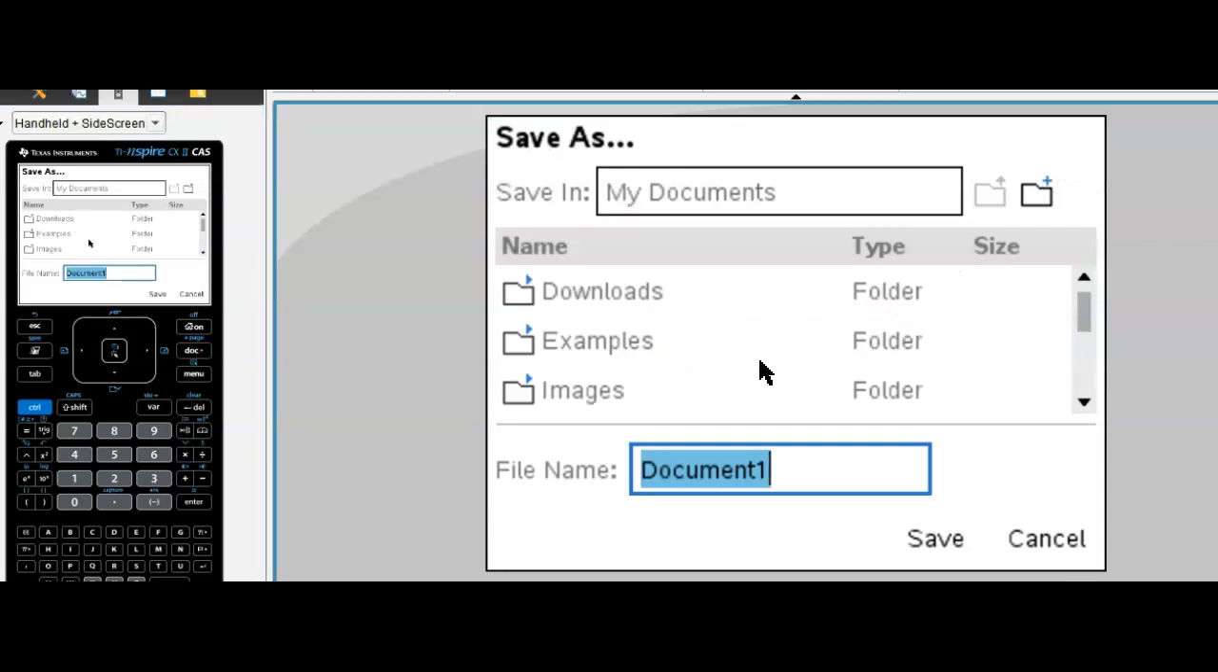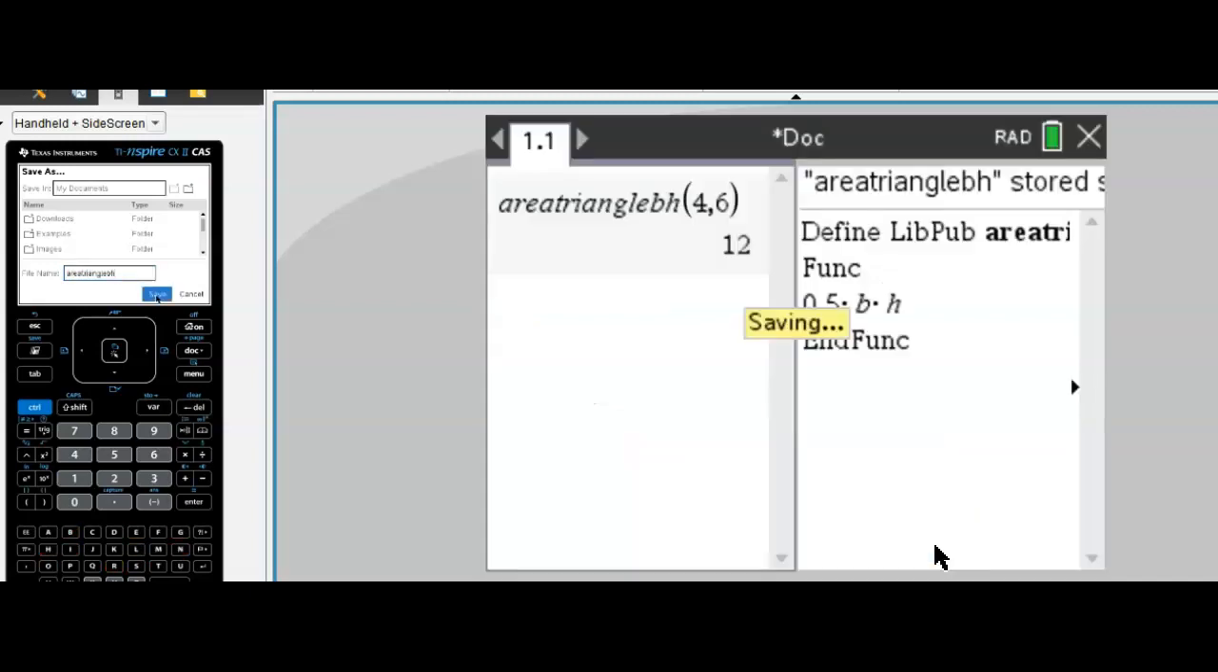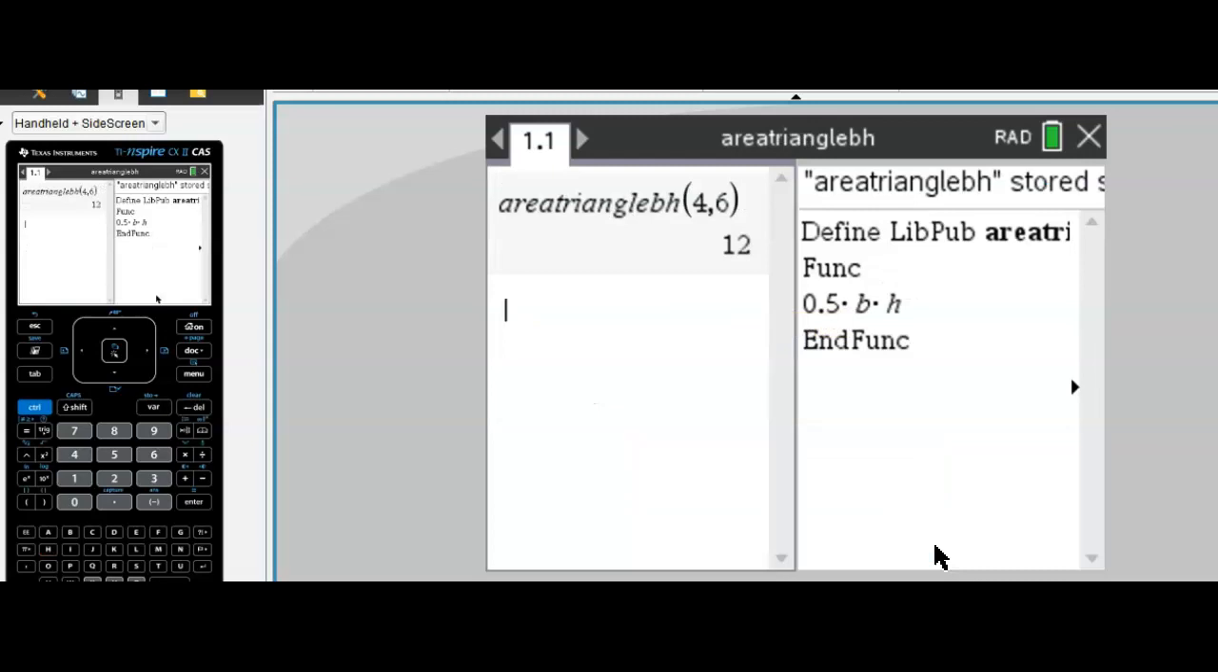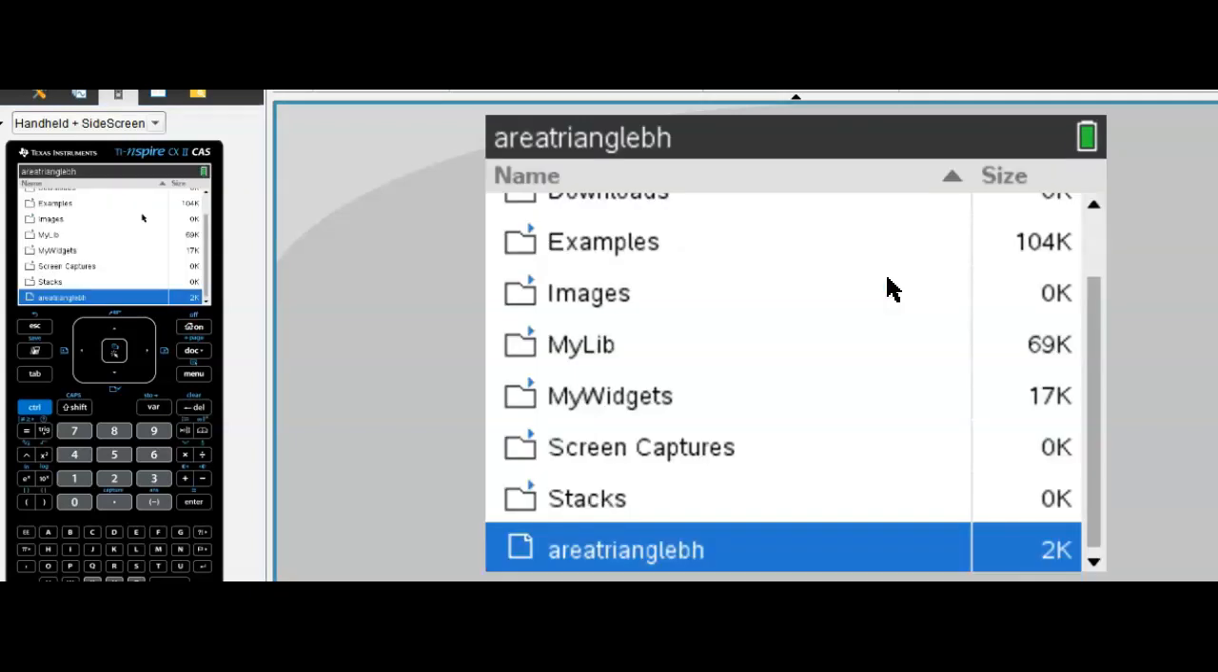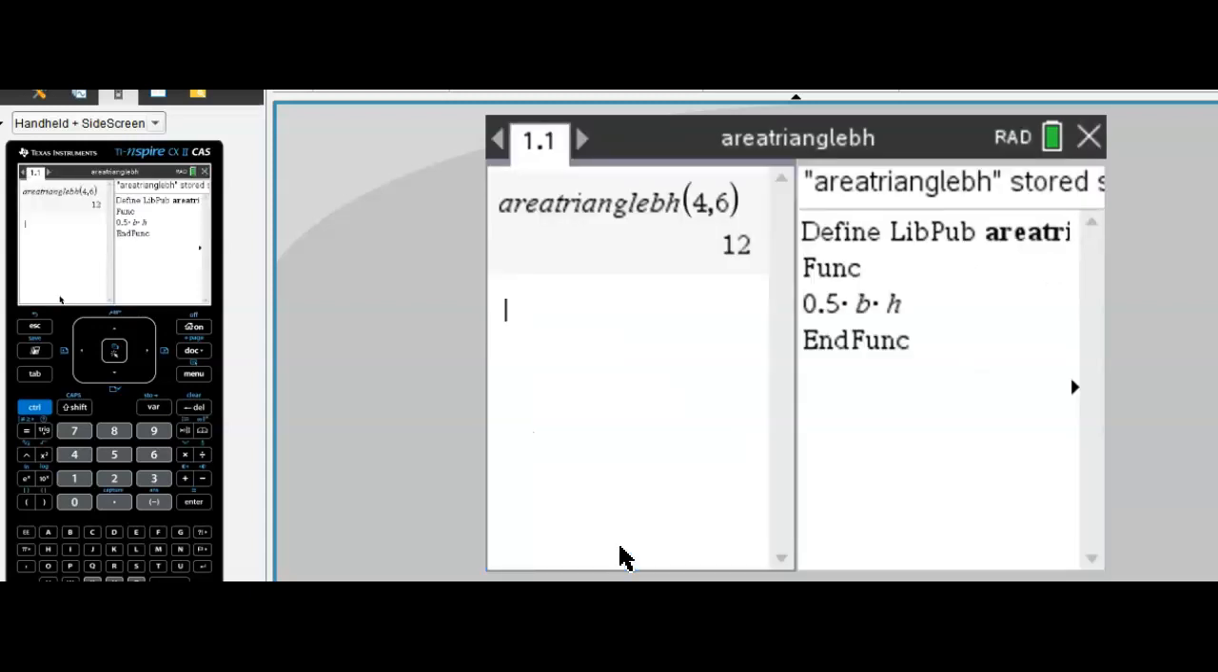And you can have extra folders here if you want to. I'm just going to save it into my documents as, what do they call it? Area triangle BH. Save. Okay, so now when I want to use that again, I can just go to browse. Okay, and there it is there. I click on it and it brings back this screen.